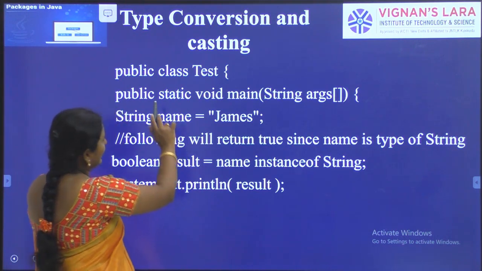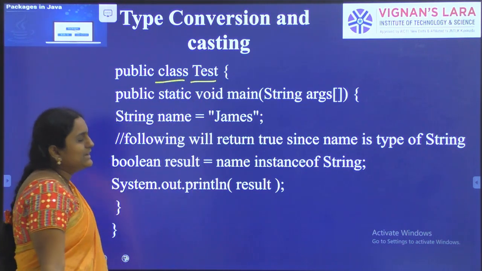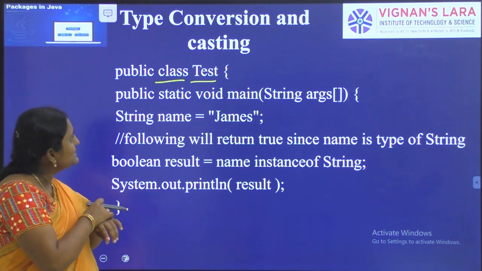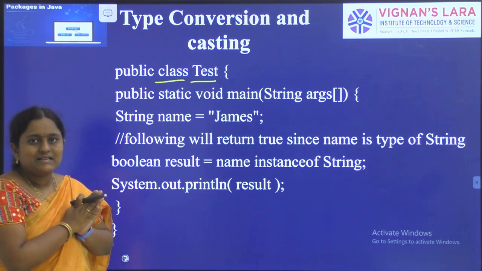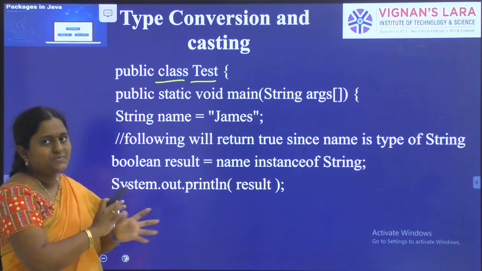Here I am defining one class, test. Class declaration generally starts with the class keyword followed by the class name. Here our class name is test. The class is a public access specifier. Next one, the main method.